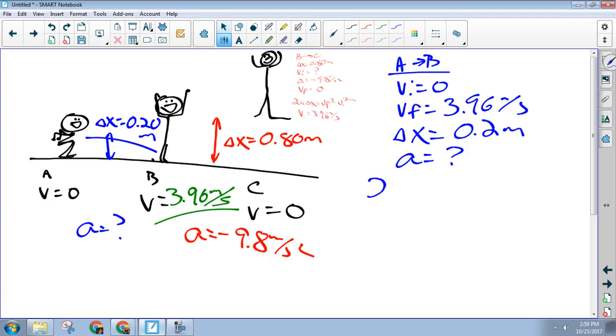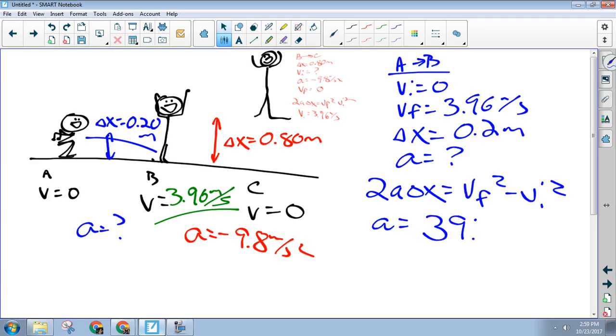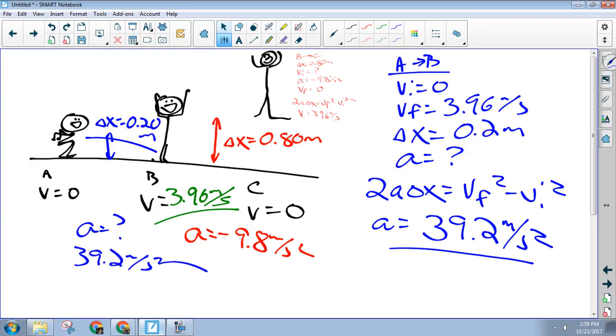So, use this guy again and find your acceleration. And if you do that, you get 39.2 meters per second squared. We are almost done. Are there questions with all that? Any problems?